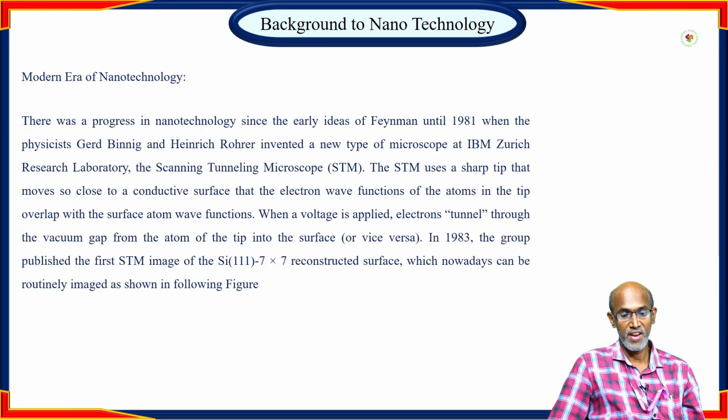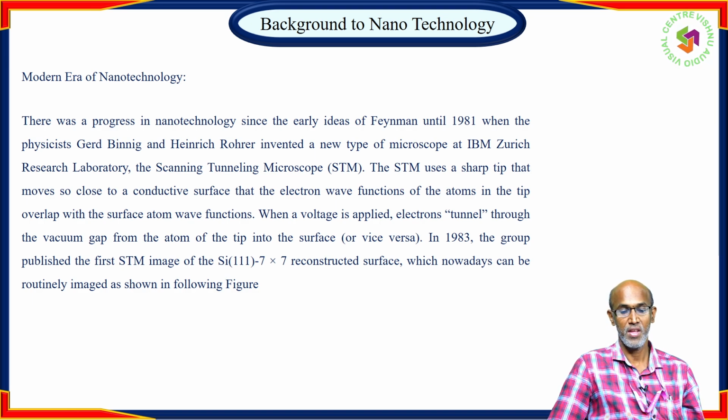There was progress in nanotechnology since the early ideas of Feynman until 1981, when the physicists Gerd Binnig and Heinrich Rohrer invented a new type of microscope at IBM Zurich Research Laboratory, the Scanning Tunneling Microscope, STM. The STM uses a sharp tip that moves so close to a conductive surface that the electron wave functions of the atoms in the tip overlap with the surface atom wave functions. When the voltage is applied, electrons tunnel through the vacuum gap from the atom of the tip into the surface, or vice versa.